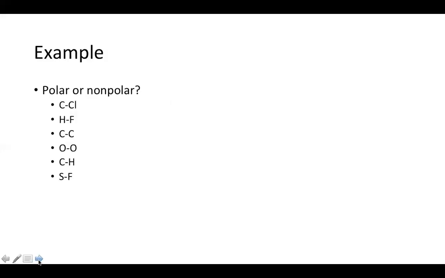Okay, so some examples. Carbon-chlorine. That is not a diatomic. It's different elements bonded together, so they're going to have different electronegativity values, and that's going to be a polar bond. HF would also be polar because it's different elements with different electronegativities. Carbon-carbon, on the other hand, would be nonpolar because each of those carbon atoms has the same electronegativity value. Same thing with oxygen-oxygen, that's nonpolar. Carbon-hydrogen is nonpolar because, like I said on the previous slide, we consider CH bonds to be nonpolar. And then SF is going to be polar.